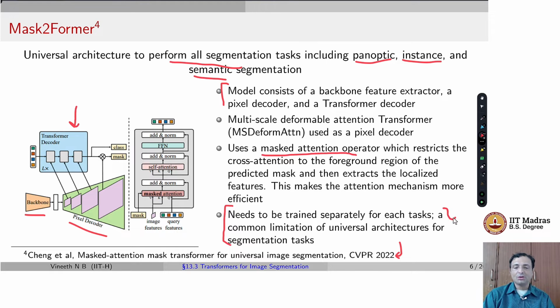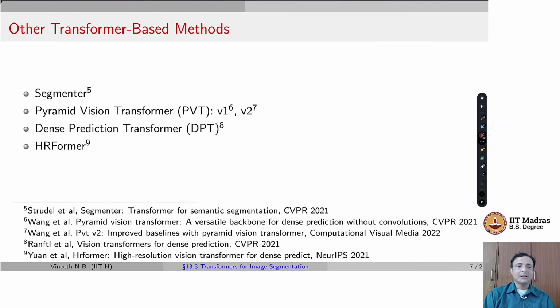But one limitation of this approach was that it needs to be trained separately for each task, which is a common limitation of any method that says it's a universal architecture for all kinds of segmentation tasks. Since then, other methods such as Segmenter, Pyramid Vision Transformer, Dense Prediction Transformer, and HRFormer have all been proposed for the same task of semantic segmentation using the transformer architecture.